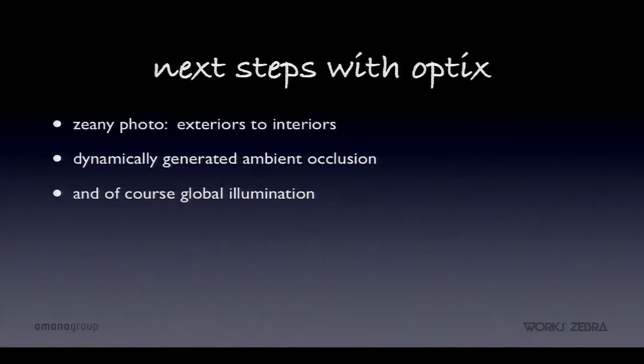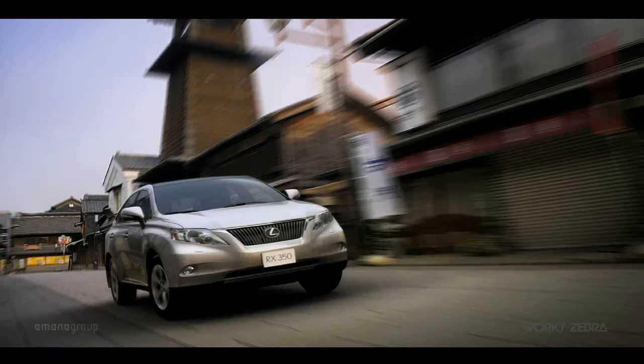We have a long list of technologies that we have to overcome, but two of them are global illumination, of course, and ambient occlusion. Ambient occlusion we have right now, but the goal we have is to really do this dynamically or interactively, for that matter. Now, let me show you some more examples.